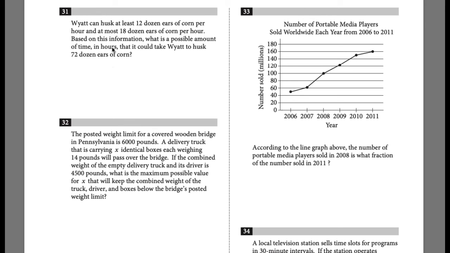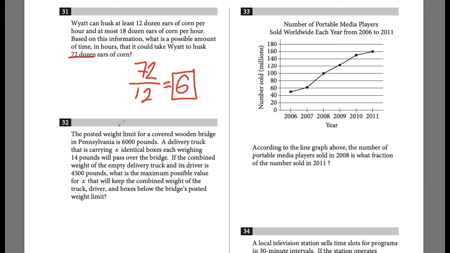In order to solve this question, we need to divide the total number of ears of corn that Wyatt husked, which is 72, by the amount of ears of corn that he husks per hour, which doesn't really matter what value we use as long as it's between 12 and 18. So we're going to use 12. 72 divided by 12, the total number of dozens of ears of corn divided by how many dozens he husks per hour. And that's going to give us 6.